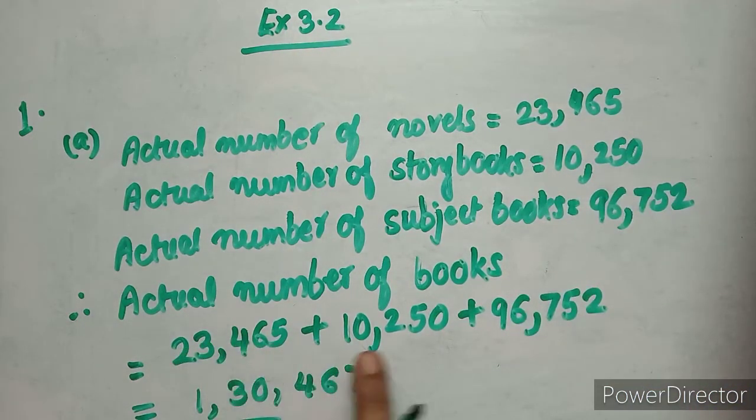आपको ये तीनों numbers को ऐड करना है. ऐड करने के बाद what you get is 1,30,467 total number of books in the library. और ये जो मैंने तीन numbers दिए हैं इसको आपको राइट साइड में एडिशन करके दिखाना है. कैसे एडिशन करके दिखाना है? ऐसे राइट साइड में आप ऐड करोगे.